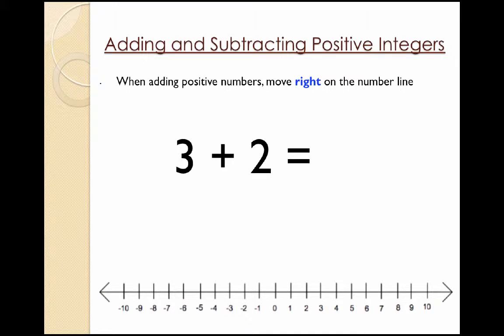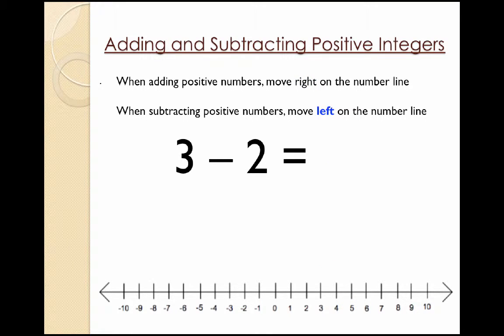Here I have a relatively easy number, 3 plus 2. When adding positive numbers, we want to move to the right on the number line. So we begin at 3, and when adding 2, we move to the right 2 spots to get an answer of 5. Similarly, when subtracting positive numbers, we want to move to the left on the number line. So we start at 3, move 2 spots to the left, and we end up at 1. These should be fairly familiar to you.